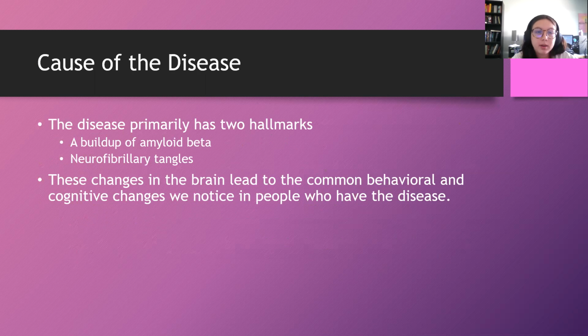So the disease is primarily caused by a buildup of amyloid beta plaques and neurofibrillary tangles. Amyloid beta is a byproduct of APP processing. During APP processing, there are 2 paths that can be taken depending on the enzymes used to carry out the process: a non-amyloidogenic pathway and an amyloidogenic pathway. Amyloid beta is produced during the amyloidogenic pathway. Neurofibrillary tangles are deposits of misfolded and hyperphosphorylated tau protein fibrils in the cytoplasm. And these changes can lead to the common behavioral and cognitive changes we see in people with the disease.